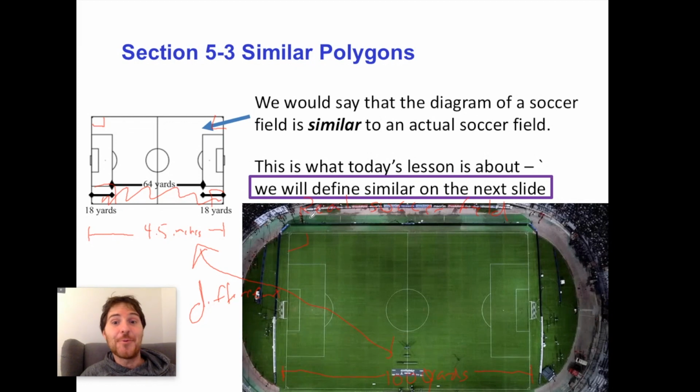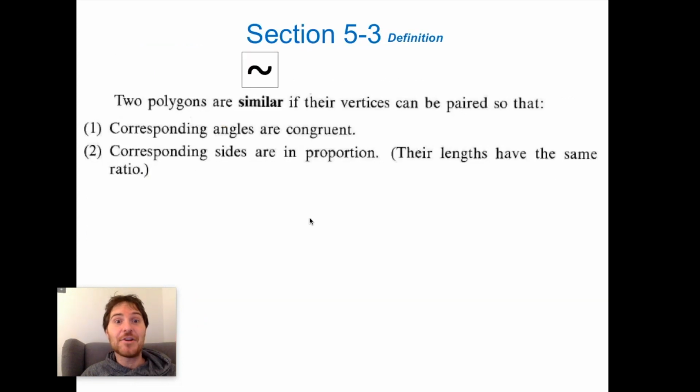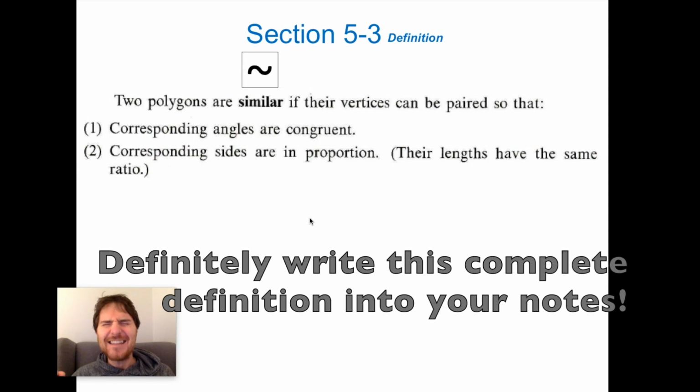This leads into what we're going to define next, which is something called similar polygons. Definition of similar right here. So get this down in your notebooks. Jot this down. Write it down as quickly as possible, because we've talked a lot about congruency so far this year. That's the big thing. It's always how you start geometry.